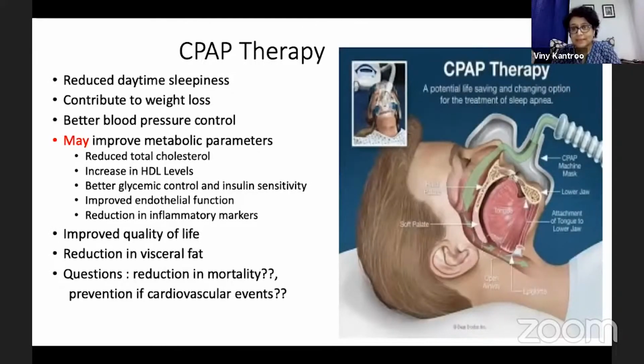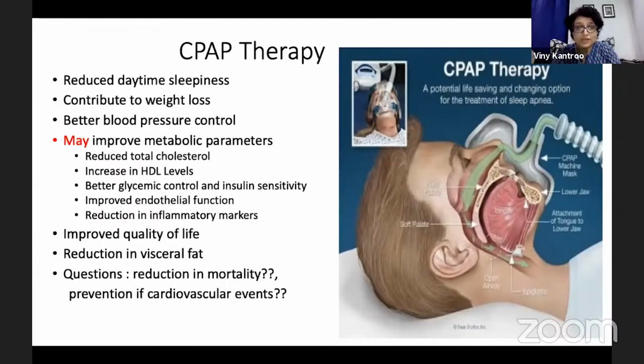So CPAP therapy, what is CPAP therapy? CPAP therapy is continuous positive airway pressure therapy, whereby the upper airway that collapses during sleep is helped by positive airway pressure, keeping your airway patent during sleep, especially in the supine position when the tongue falls back and causes collapsibility of your upper airway. It is in fact the tenting of the pressure going in through the CPAP which keeps it open, and hence leads to reduced daytime sleepiness, which has been corroborated in various studies.